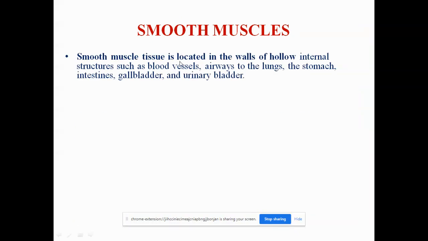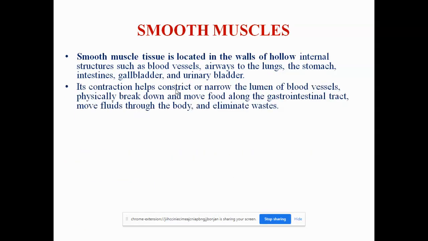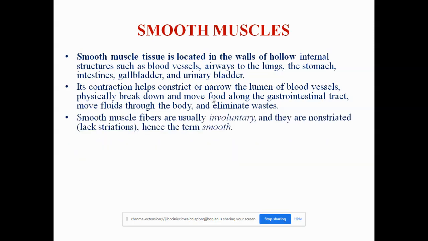So, the smooth muscles are located in the walls of hollow internal structures. They can include blood vessels, airways to the lungs, the stomach, intestine, gallbladder, and urinary bladder. Their contraction and relaxation work by the way they constrict or narrow down the lumen of the blood vessels, physically break down and move food along the gastrointestinal tract, move fluid through the body, and eliminate waste.